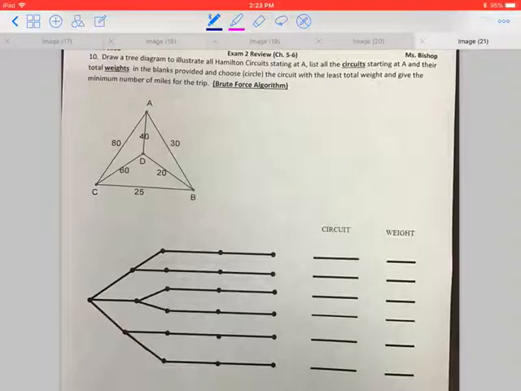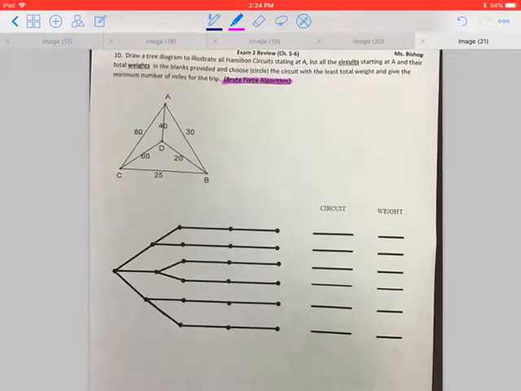Okay, we're on number 10 on the review, and on this one we want to get all of the Hamilton circuits using what's called the brute force algorithm. So what this means is we are going to list every single Hamilton circuit. Remember, that's going to be a circuit that goes through every single vertex once and only once. And then we're going to get the weight, and we're going to pick the best trip, which would be the one with the least weight.